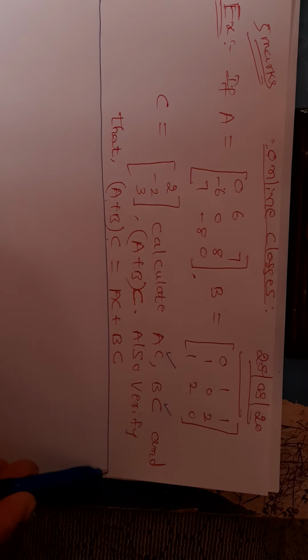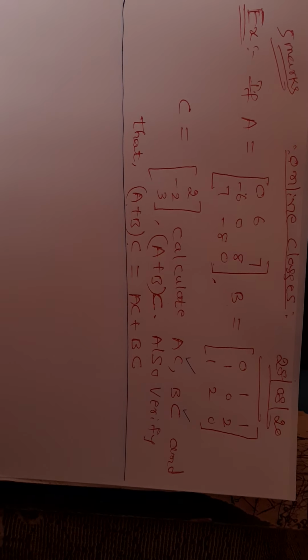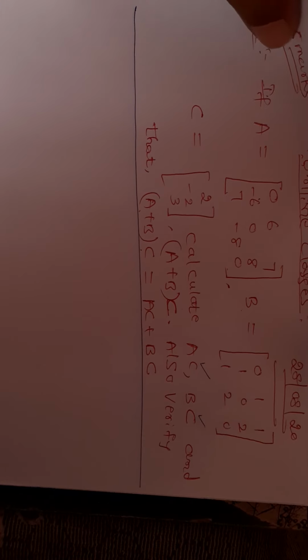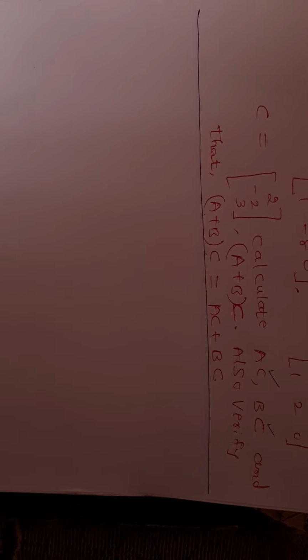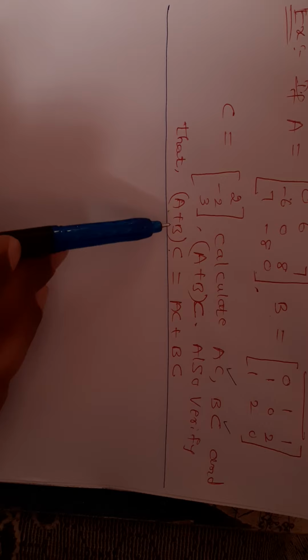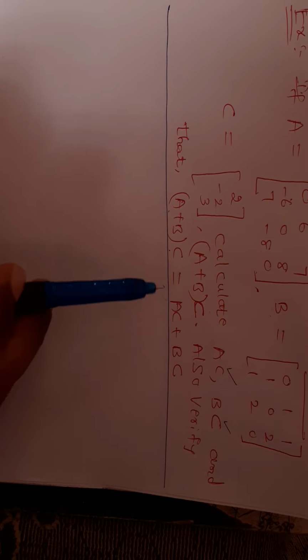So this is a question carrying 5 marks. So we can expect this question in part D. Okay, let us solve this one. So first we have to verify this property A plus B into C is equal to AC plus BC.